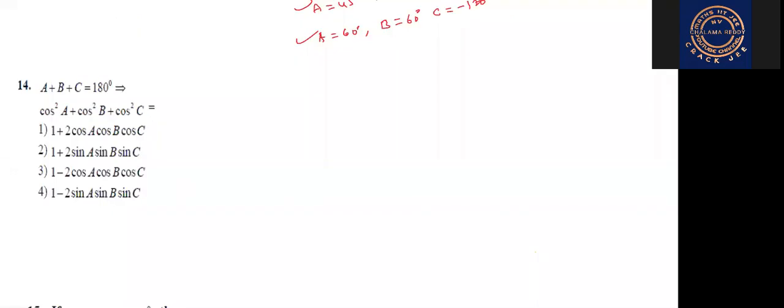I'm going to do that shortcut method. A plus B plus C is 180 degrees. That means what we have to take as ABC values: 180 divided by 3, each angle is 60 degrees. Yes or no? Now here cos square 60 plus cos square 60 plus cos square 60. What is the cos 60 value? 1 by 2. Square is there now, so 1 by 4. 1 by 4 plus 1 by 4 plus 1 by 4. How much, students? That is 3 by 4.